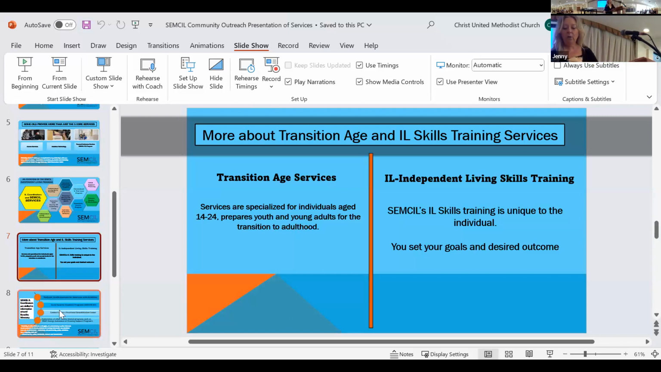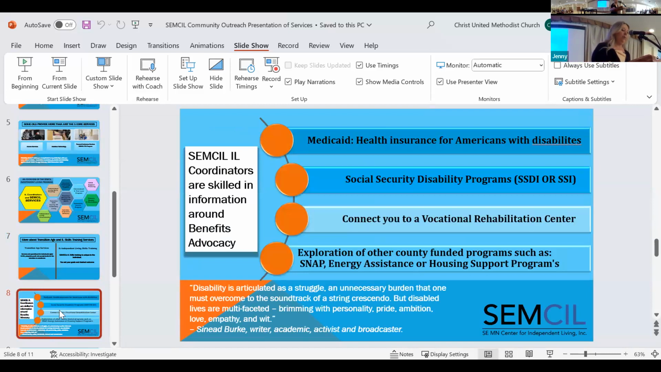We are also skilled in benefits advocacy. We talked a little bit about this before, but we can't qualify individuals for programs within the county system, or Social Security, Social Security disability, or Medicaid, but we can help. We're really good at, like the hub, exploring that with you, explaining what your options are, what you may qualify for, what you may not qualify for, so that you have the information to make informed decisions.